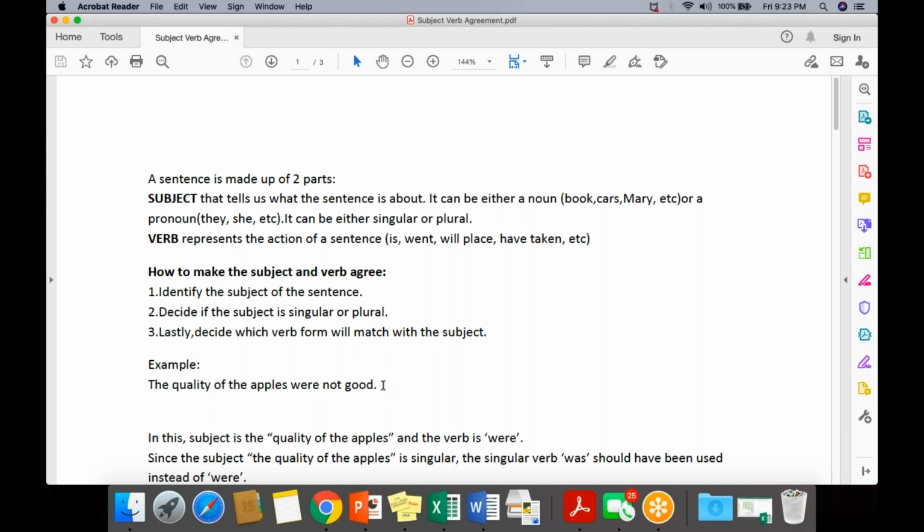Now let's see. If you would see over here, the quality of the apples were not good. Can you tell me what is the subject? Is my subject apples or is my subject quality of apples? What is this sentence talking about? Is this sentence talking about apples or is this sentence talking about quality of apples?